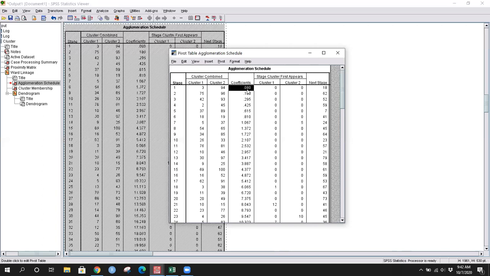That's a very small measure. That's a very small number, right? Which is why these two people got combined into one cluster. Okay, so that's the distance measure.